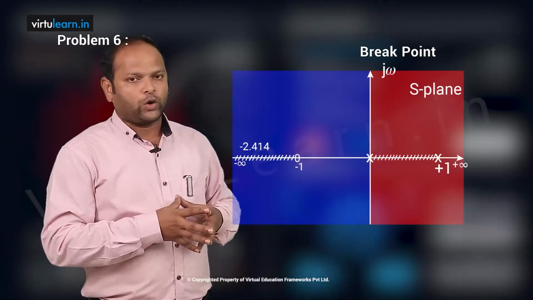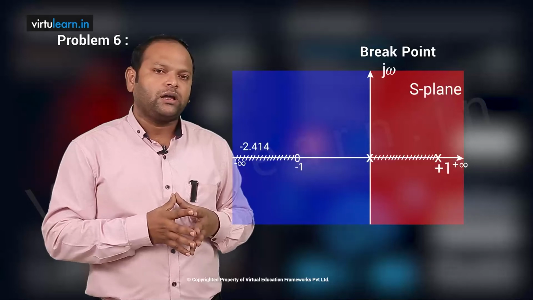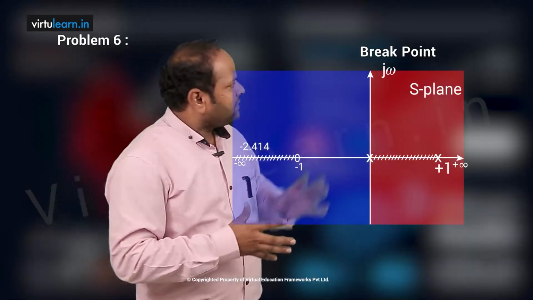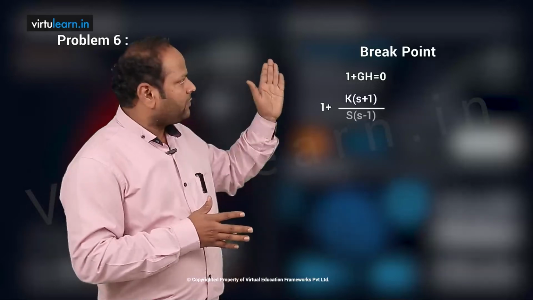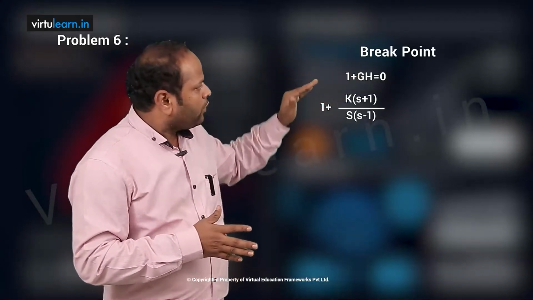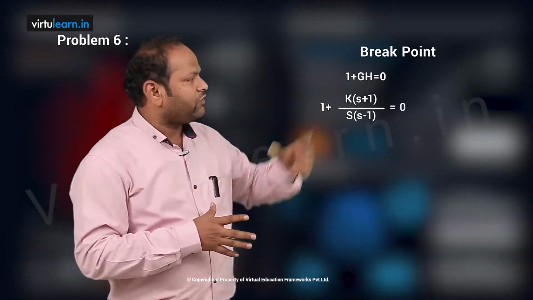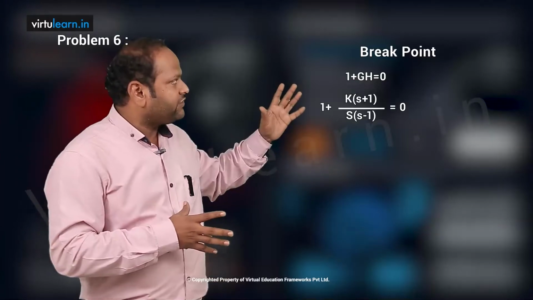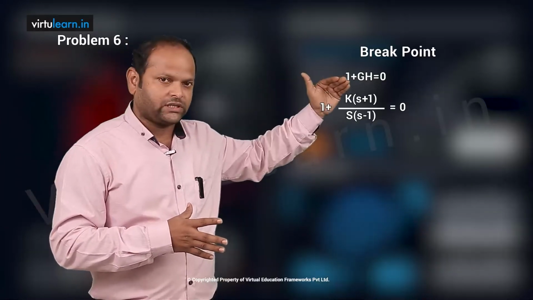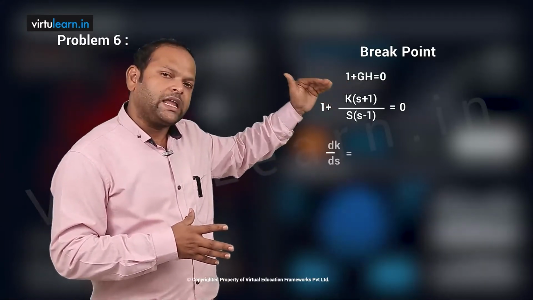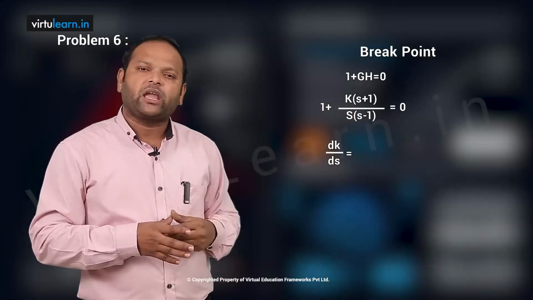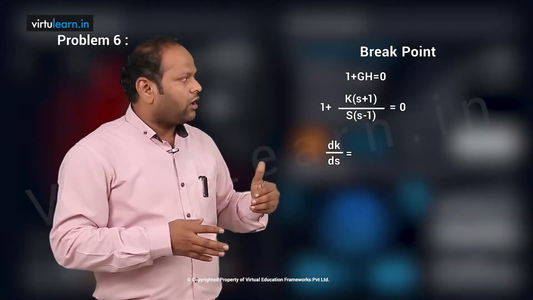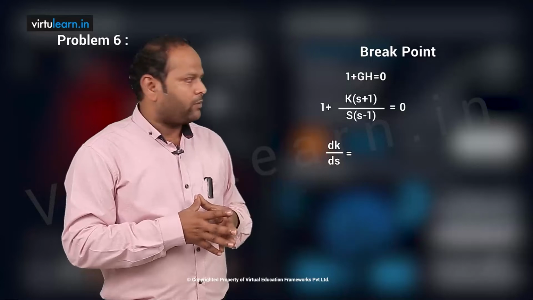Let us see how to calculate. We know the procedure to calculate the breakpoints. Let us take the characteristic equation 1 plus GH is equal to 0, that is 1 plus K into (s plus 1) over s into (s minus 1) is equal to 0. We need to write this equation in the form of K is equal to f of s. Then find dK by ds is equal to 0, solve the equation, and the roots of dK by ds equal to 0 are valid or invalid breakpoints.